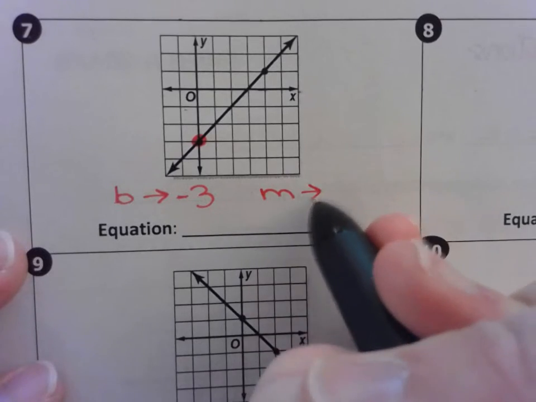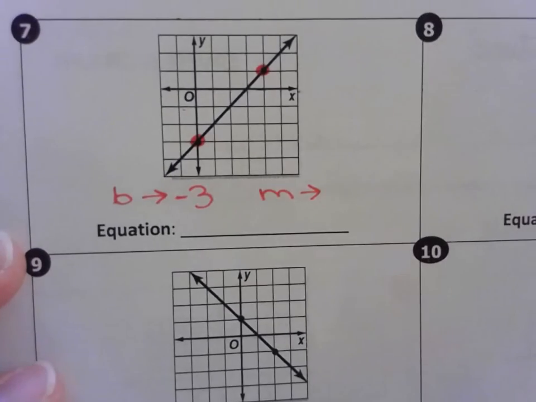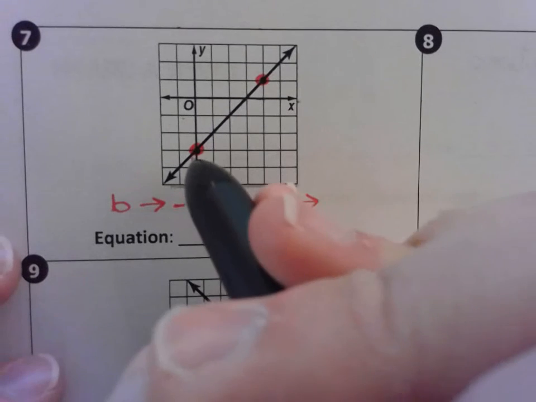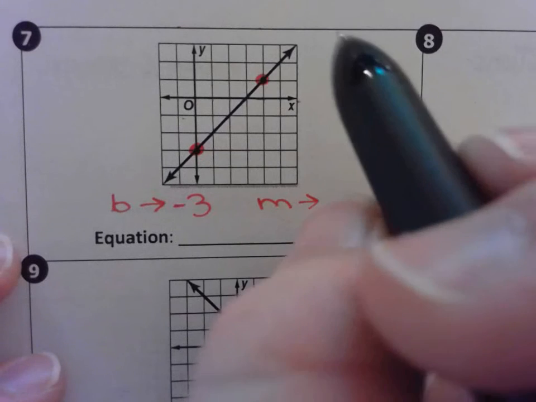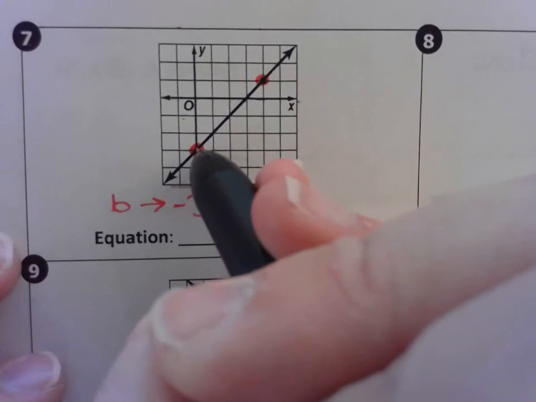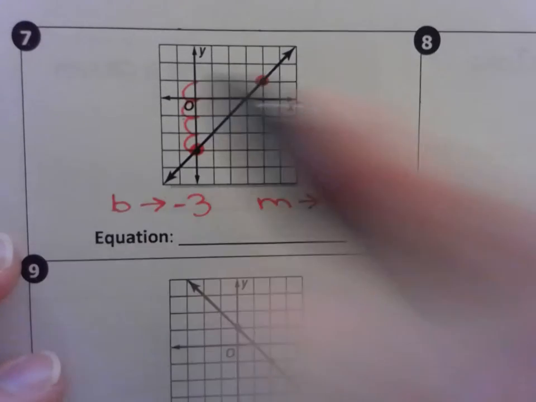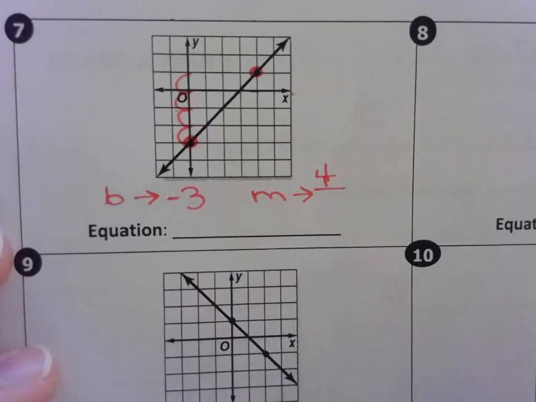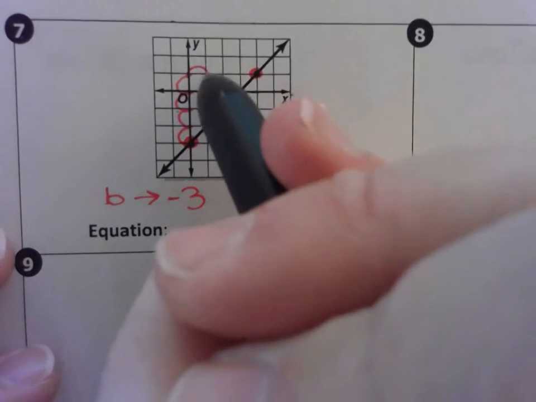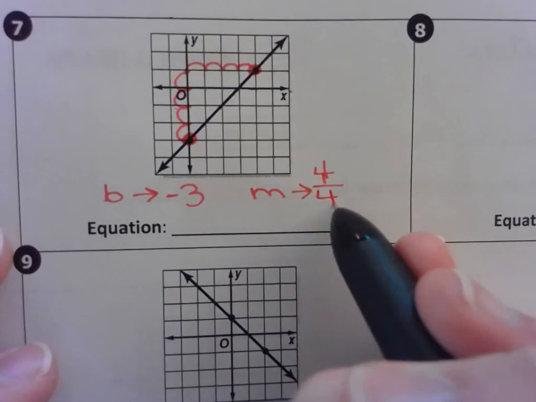Guys, stay with me, please. We're almost done. My slope. Pick 2 points, which it looks like they have marked for you. Start with your left point and count. Just by looking at it, my slope is positive. I go up 1, 2, 3, 4. So it's a positive 4. Over 1, 2, 3, 4, and I go right 4. So it's a positive 4.